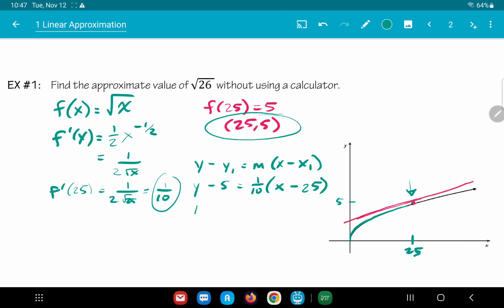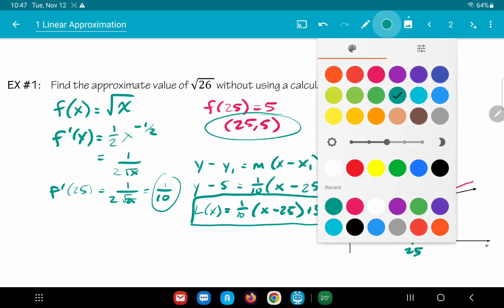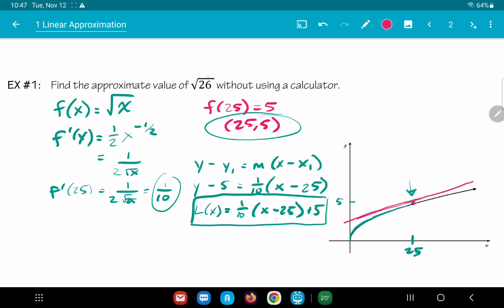As I move the numbers around, I'm going to get L of x is equal to 1/10 x minus 25 plus 5. This is the equation of your linear approximation line, just like that. And at this point, let's go back to the question. It says find the approximate value of root 26.